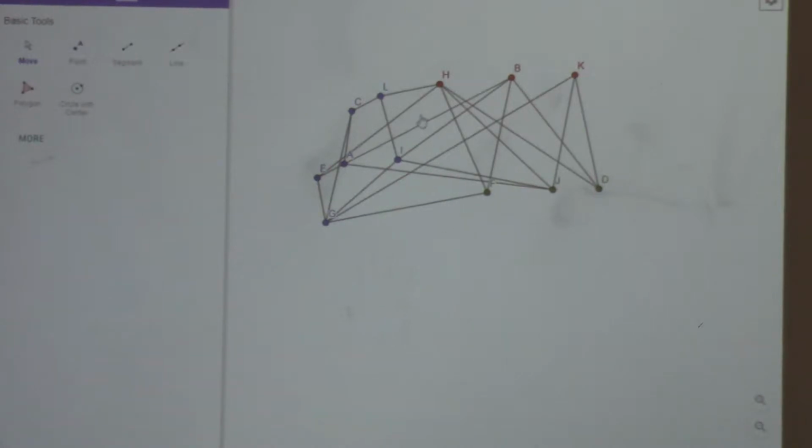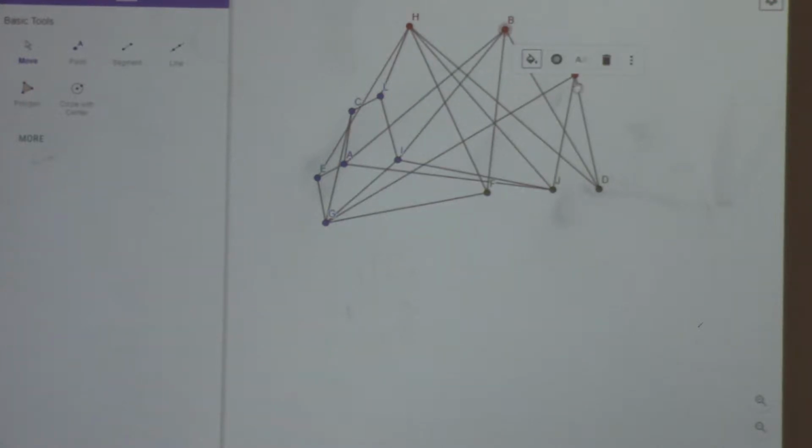Put G in between H and K? Why? H goes to F, and F goes to J and D. B goes to... B doesn't go to J, so you have to put A in between B and J. Okay, hold on. H, B, K.